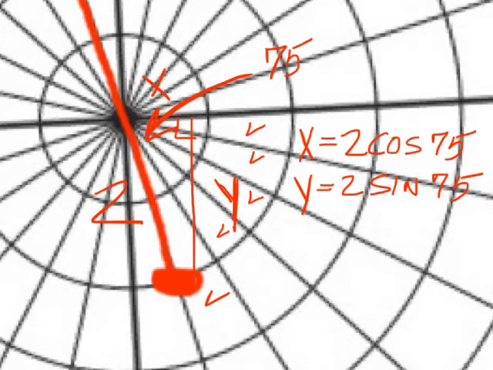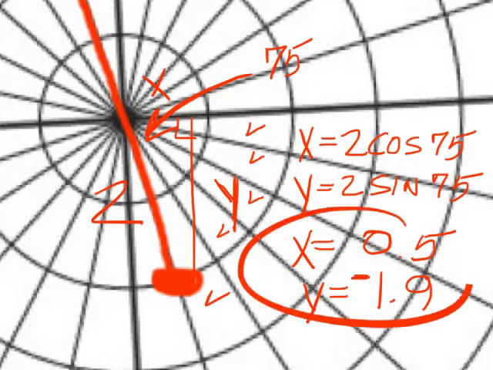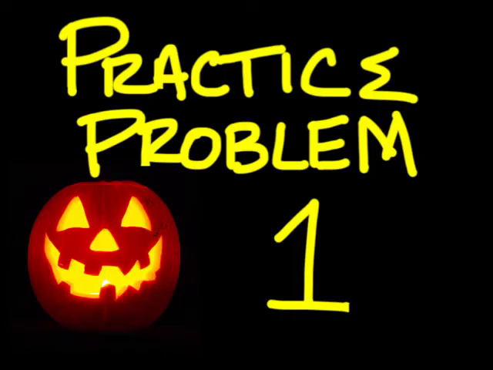Come back with 0.5. X equals 0.5. And for y, we'll do sine 75, and then multiply by 2 to get 1.9. Any of these negative? The y, yes.